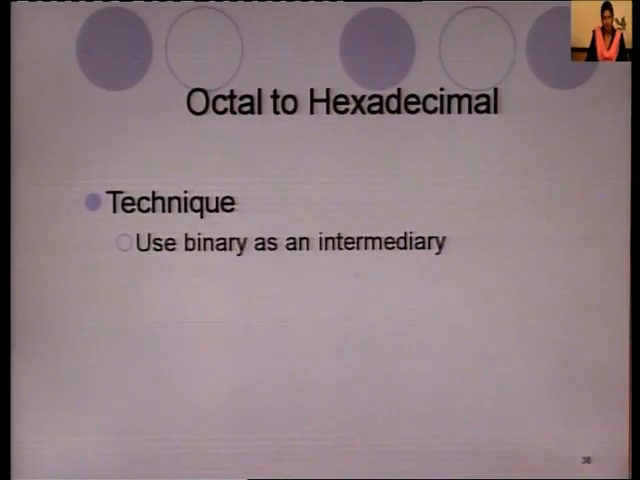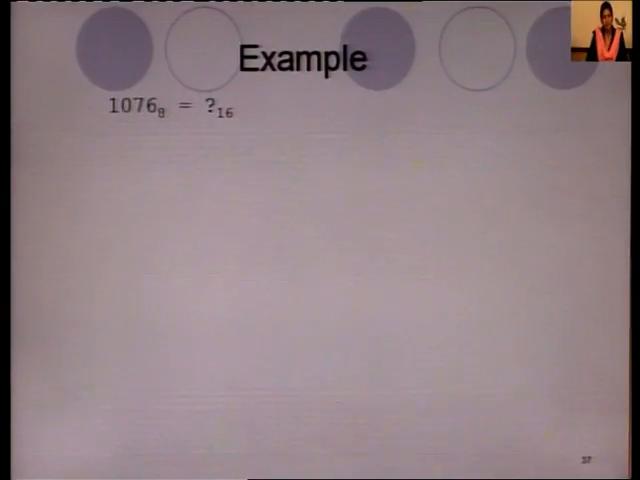Now, conversion from octal to hexadecimal number system. The technique is very easy: use binary as an intermediary. First we will convert octal to binary, then we will convert that binary to hexadecimal. First we should know how to convert octal to binary, then from binary to hexadecimal. For example, we have 1076 having base 8 and we want to convert it to a hexadecimal number having base 16.